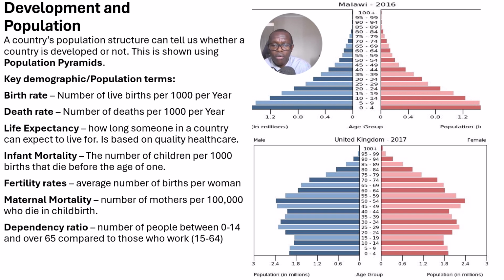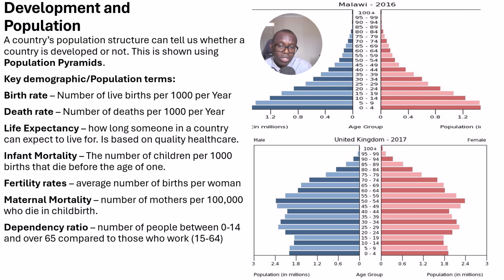If we look at the one for Malawi, it has a very wide base here at the bottom. Now that implies that Malawi has a high birth rate, and countries that have a high birth rate are likely to be countries that are not as well developed. So these are LICs, or low income countries, and high birth rates could imply that in the country people do not have access to contraception, for example, and that could indicate that that country is poor.